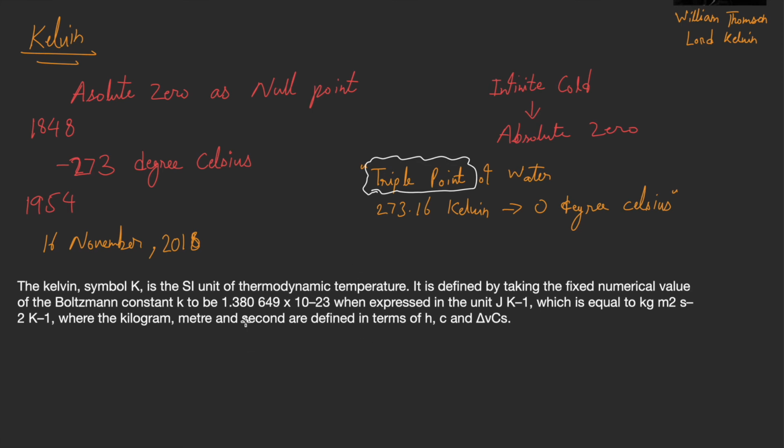So this value was first based on the triple point of water, and then it was changed and assigned to the universal constant, the Boltzmann constant, which is 1.380649 multiplied by 10 to the power minus 23 joule per Kelvin. So what do we mean by the Boltzmann constant? The Boltzmann constant is the proportionality factor that relates the average kinetic energy of particles in a gas with the thermodynamic temperature of the gas. So it basically provides the amount of energy for the random thermal motion of the particles.